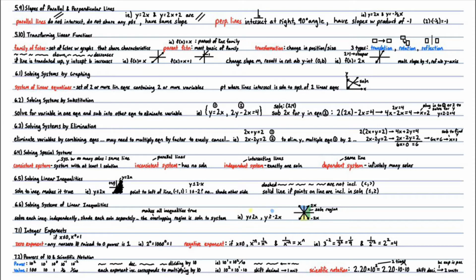An inconsistent system is a system that has no solution. A system of equations of parallel lines is inconsistent. An independent system is one that has exactly one solution: intersecting lines. A dependent system is one that has infinitely many solutions: the same line. Solving linear inequalities.